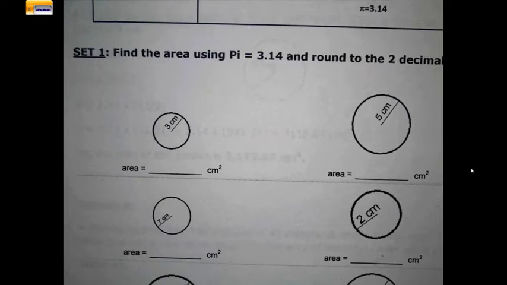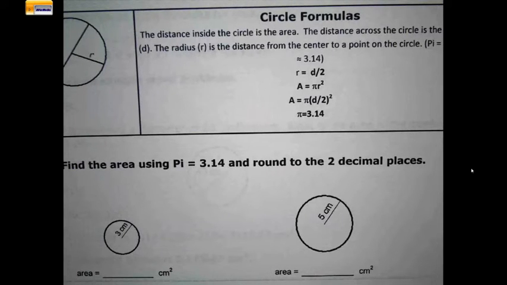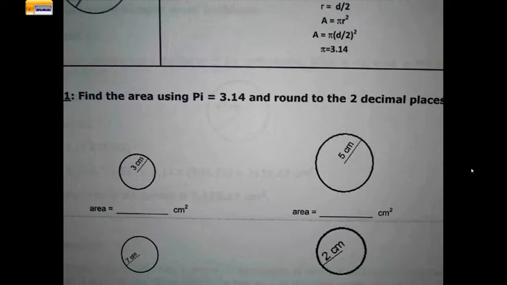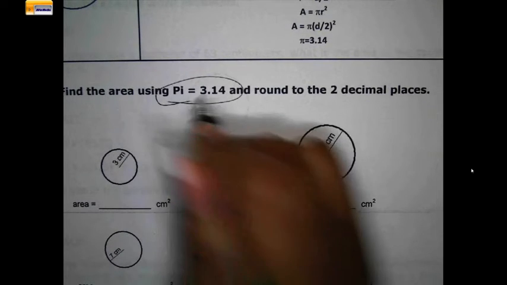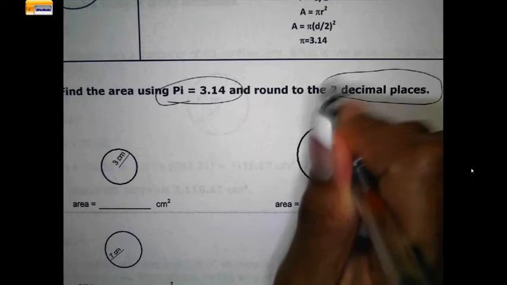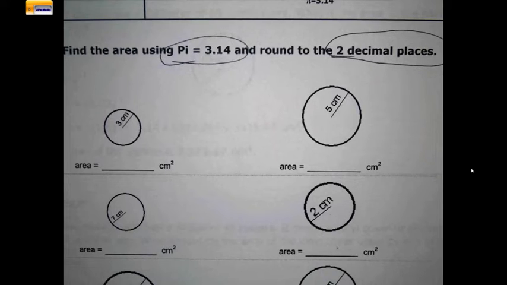Okay, now on the instructions it says, at the top you have the actual formulas for the area, okay? So you find the area in this exercise, and you use a pi of 3.14. They want you to round to 2 decimal places. So James, this one you're going to round, okay? I don't mind if you guys use your calculators today, that's fine. So you can use calculators today.